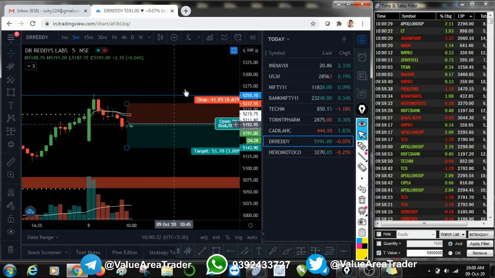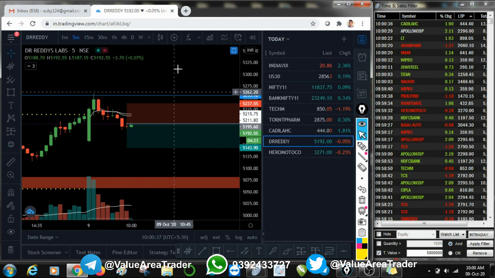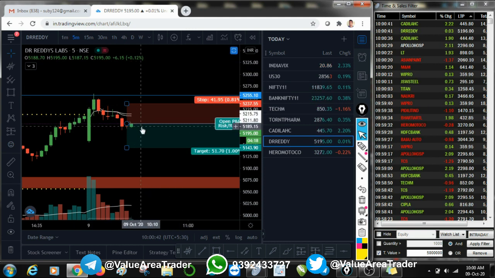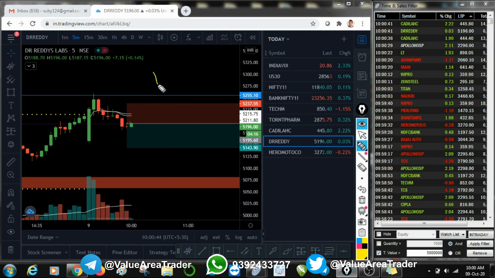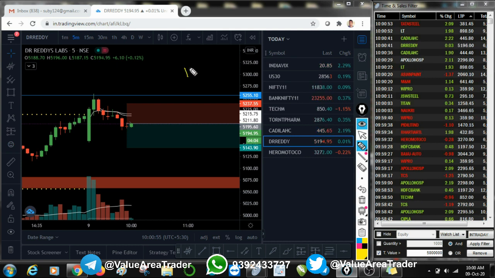I like to take trades from 2 trades to 4 trades at max, and in each trade the maximum that I am willing to lose is less than 1% of my account. That means, let's say if your account is 10,000 rupees, then you shouldn't lose more than 100 rupees in a trade. So let's say if 100 rupees is the maximum that you can lose, how can you calculate how much quantity you have to take?